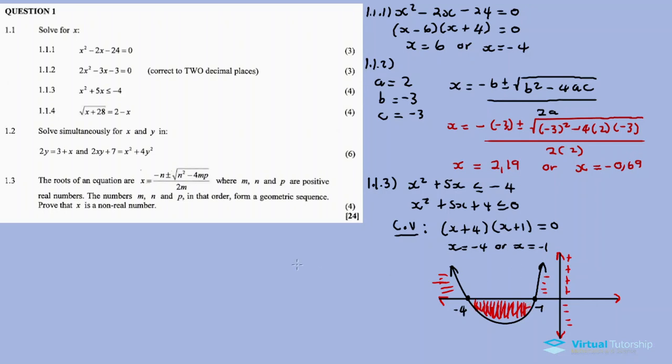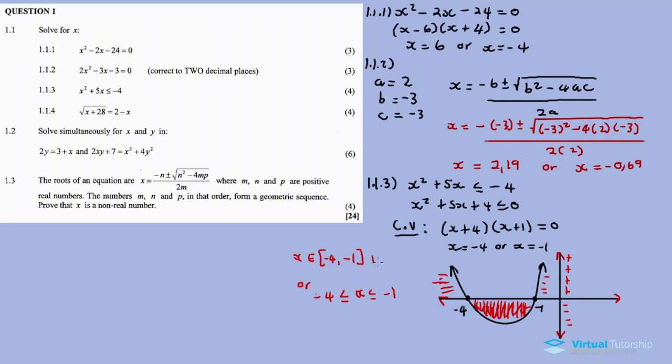So my solution is x is an element of negative 4 included, from negative 4 to negative 1, negative 1 included, or between minus 4 less than or equal to x less than or equal to minus 1.